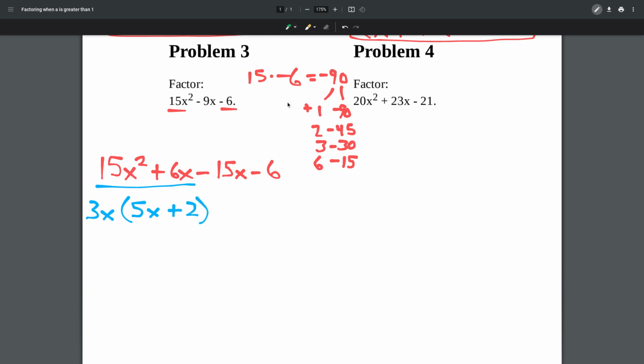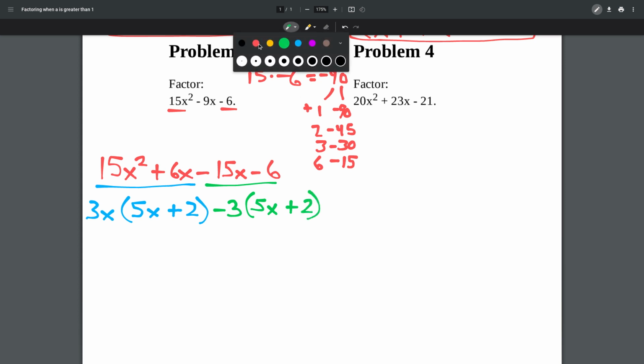Now we want to look at the next two. So this minus 15x minus 6. So again, what can I factor out that's the greatest common factor? Well, this minus 3 is the greatest common factor. So negative 3 times 5x is negative 15x, and negative 3 times 2 is negative 6.